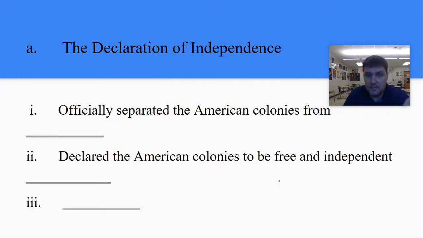It officially separated the American colonies from what country? You tell me. You're right, Great Britain. You could put England there. You could put Britain. You could put United Kingdom. They're all the same. Not Spain.